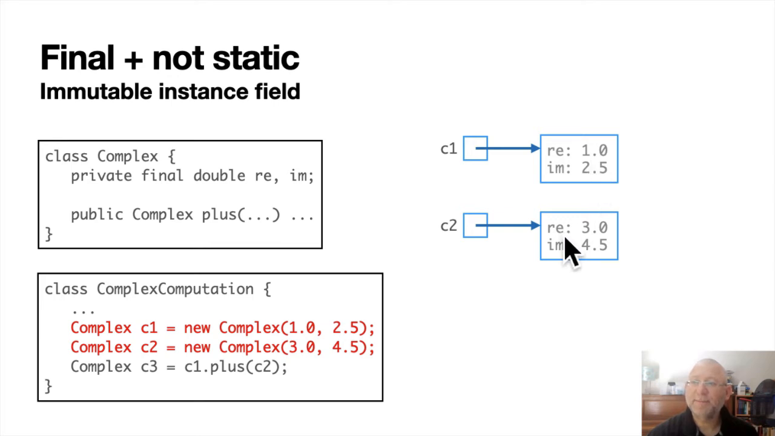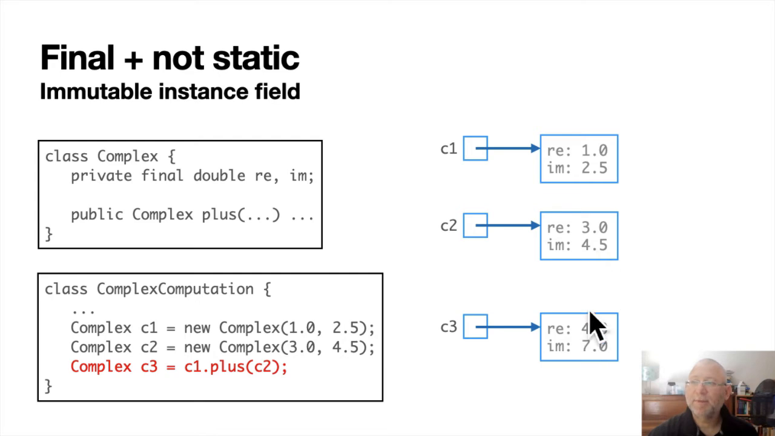And therefore, if I want to add these 2 numbers, I cannot add C2 to C1 and update this 1.0 and 2.5. What I have to do is, the way this is written is that the plus method takes a complex number to add to this instance, but then it creates a new complex number that will be the sum. So I can write C3 is equal to C1 plus C2, and that will create a new complex number, which is 1 plus 3 is 4, and 2.5 plus 4.5 is 7.